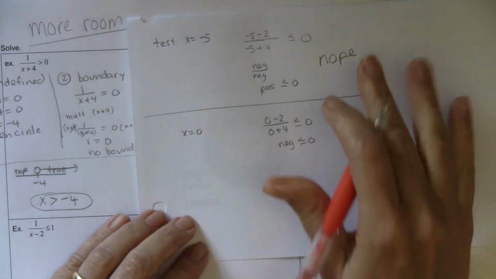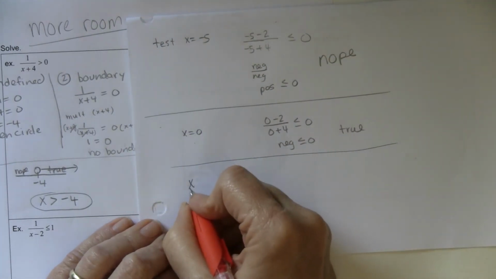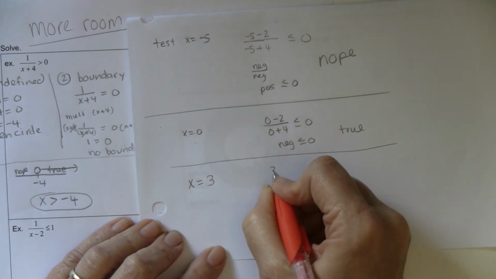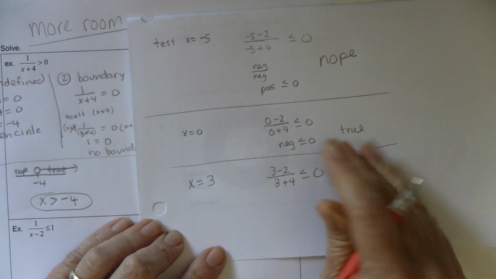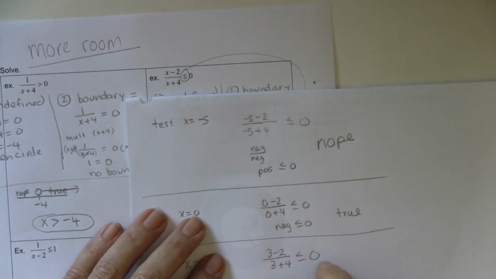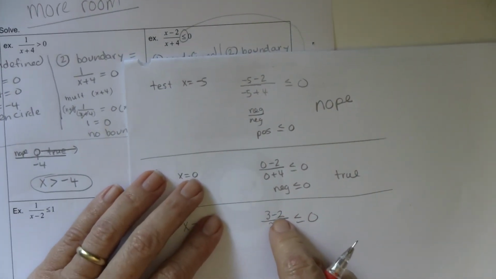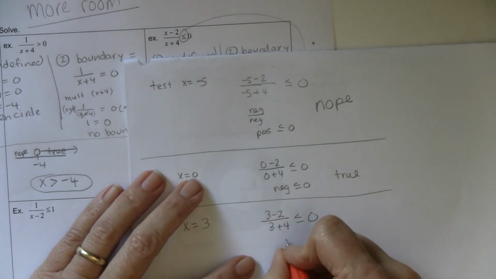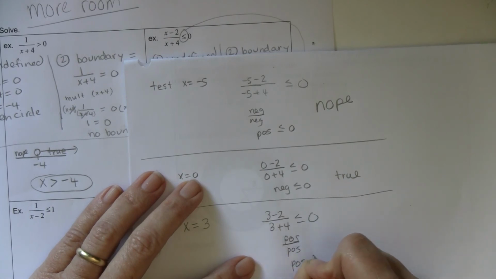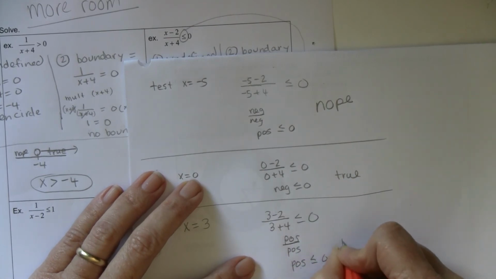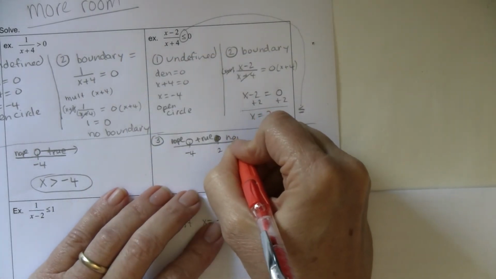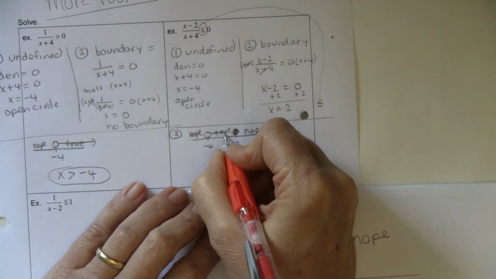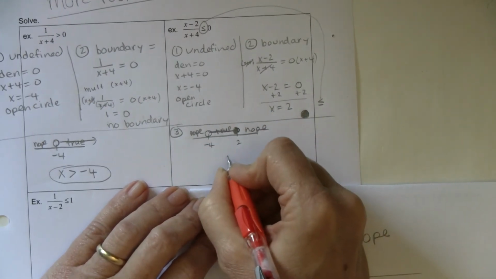And then I want to test something bigger than 2, like perhaps x is 3. So 3 minus 2 and 3 plus 4 is less than 0. So we're testing back in our original equation, and all I care about is the sign. Positive divided by a positive is a positive. But a positive is not smaller than 0. So this is nope in this region, and so nope over here. And so then my answer is just in between. And it was for x.